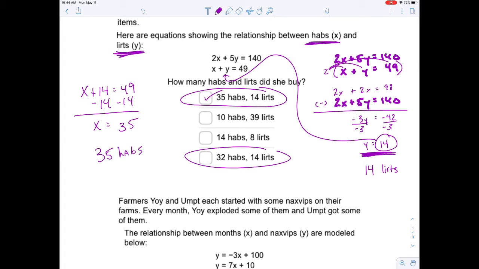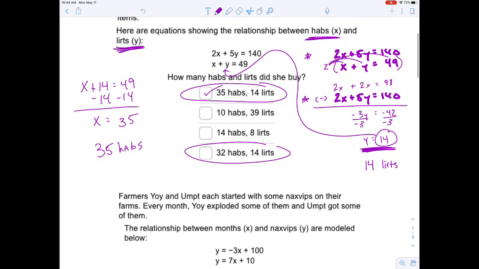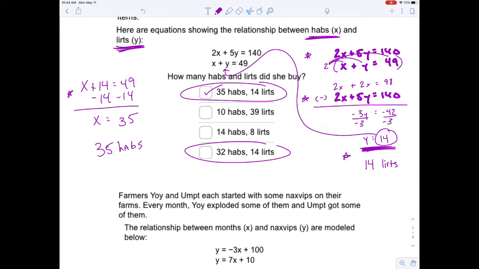Pause right now if you need to write down what I just did. Once again, I rewrote the problem. I used a 2 to go ahead and get my second equation to look more like the first. I subtracted. I found one of my answers. I plugged it back in and found my second answer. So 1, 2, 3, 4 steps that I would follow.